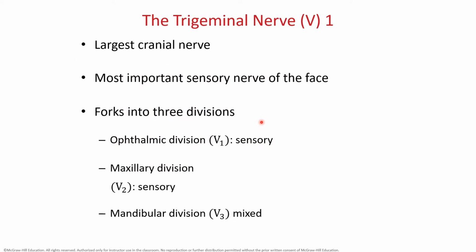Now let's talk about the trigeminal nerve, which is cranial nerve 5. So this is the largest cranial nerve, most important sensory nerve of the face. So we're going to have 3 divisions here. We have the ophthalmic division, which is sensory. We have the maxillary division, which is sensory. And then we have the mandibular division, which is going to be mixed, both sensory and motor.